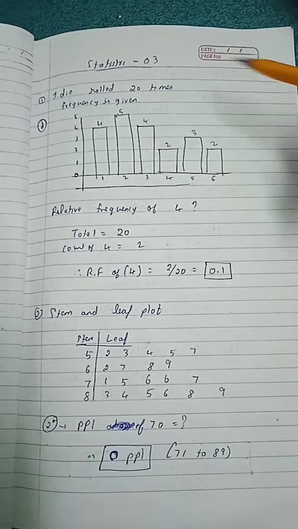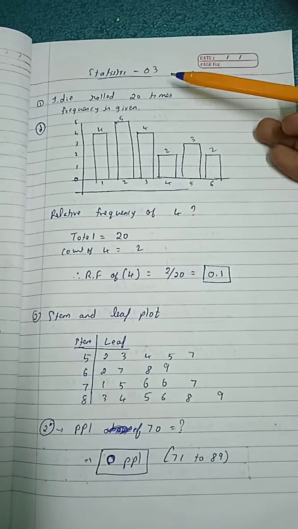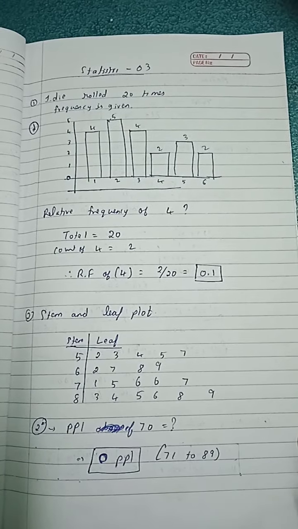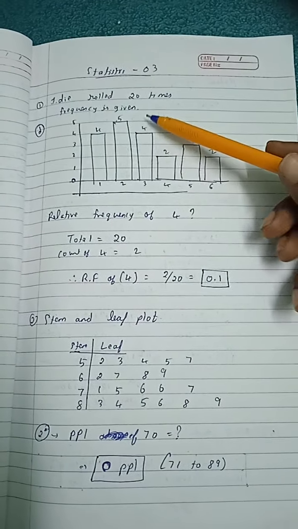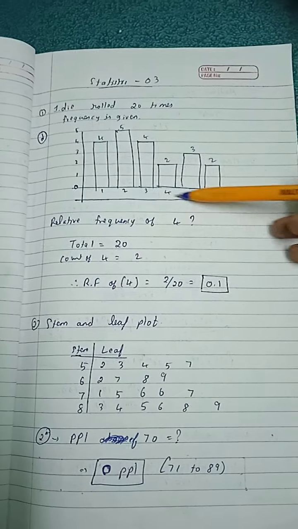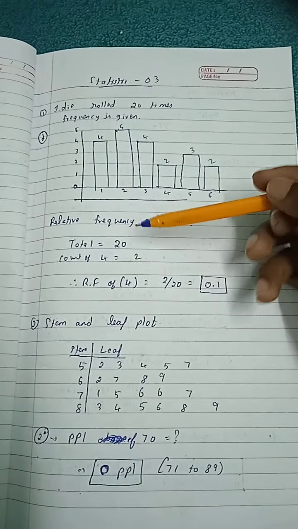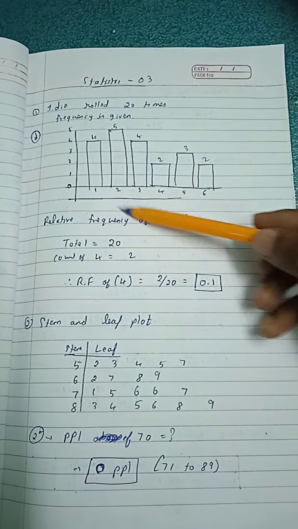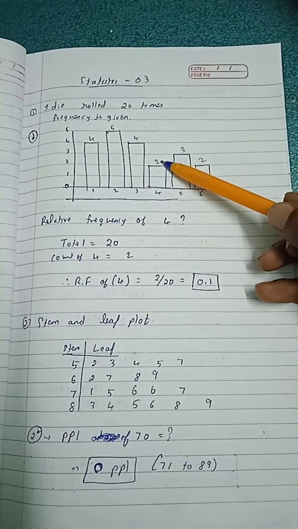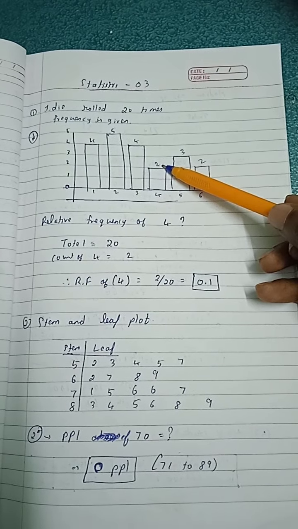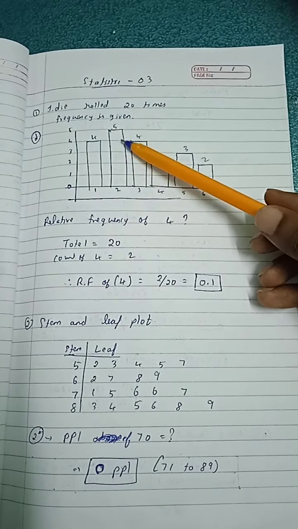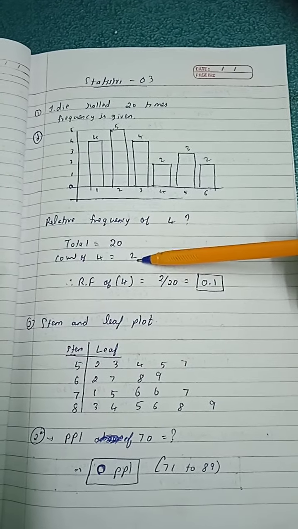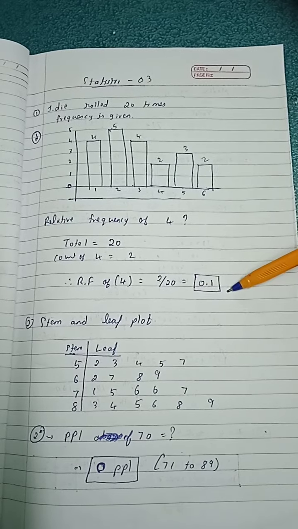Okay, let's go with the first question. A single die has been rolled 20 times and the frequency of the rollings has been given. So this is the frequency table and they're asking about the relative frequency of 4. What is 4 here? The count of 4 is 2, and the total number, if we add 4 plus 5 plus 4 plus 2 plus 3 plus 2, will be 20. So 2 by 20, the relative frequency, will be 0.1.